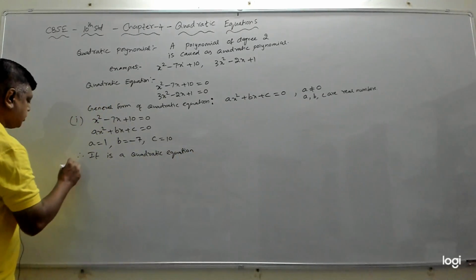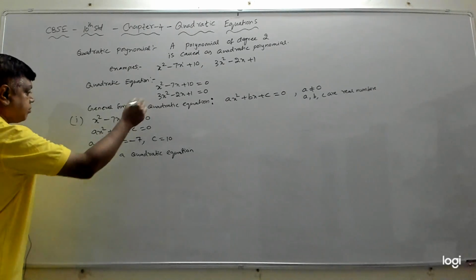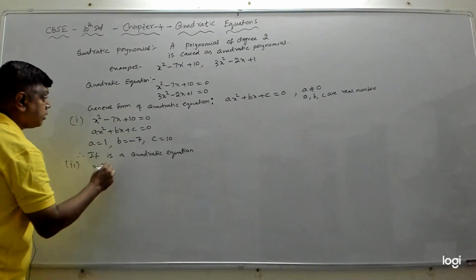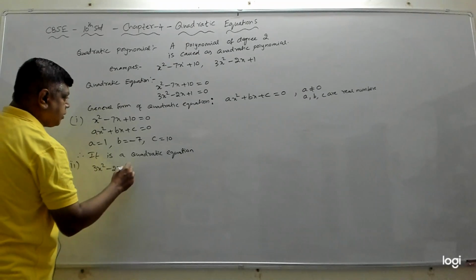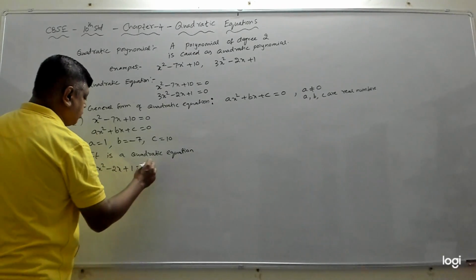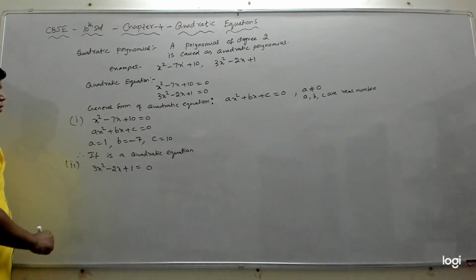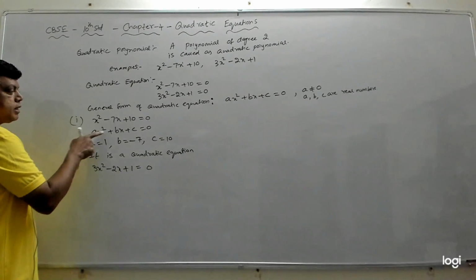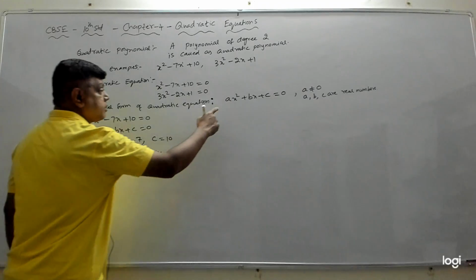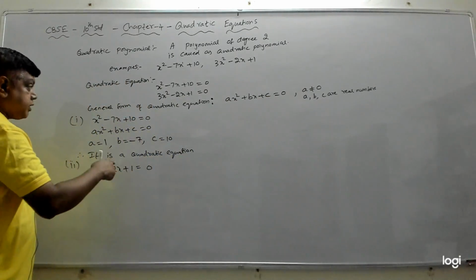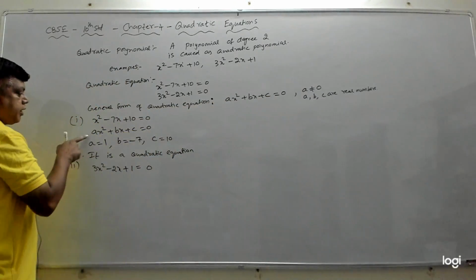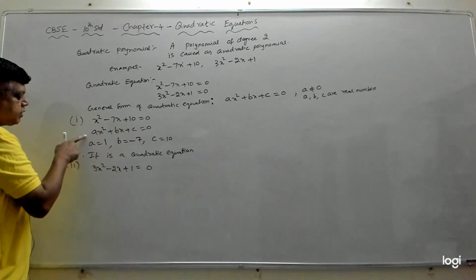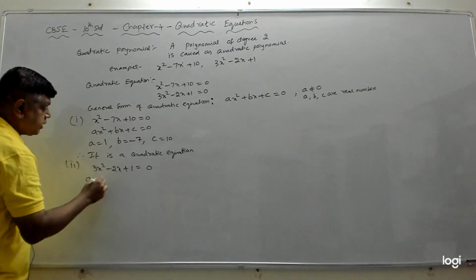Now the second one. Suppose I have the same thing, let's take 3x square minus 2x plus 1 equal to 0. Now does this look like the normal form ax square plus bx plus c equal to 0? Yes. So what is A? Compare this with this. What is A? A is 3.